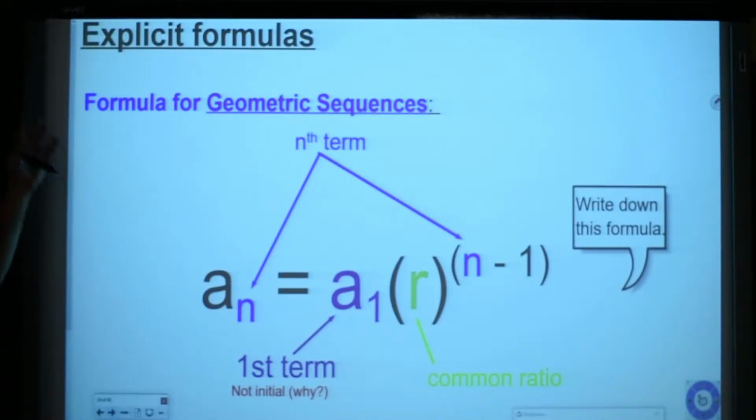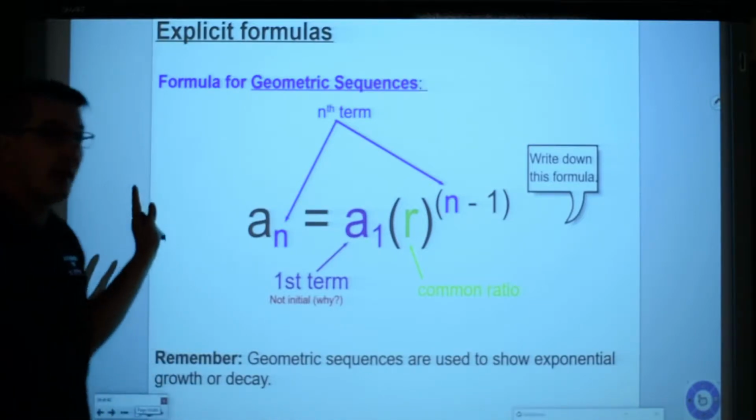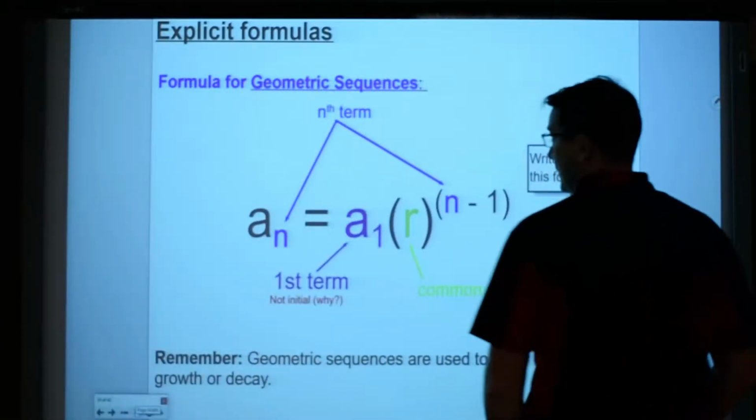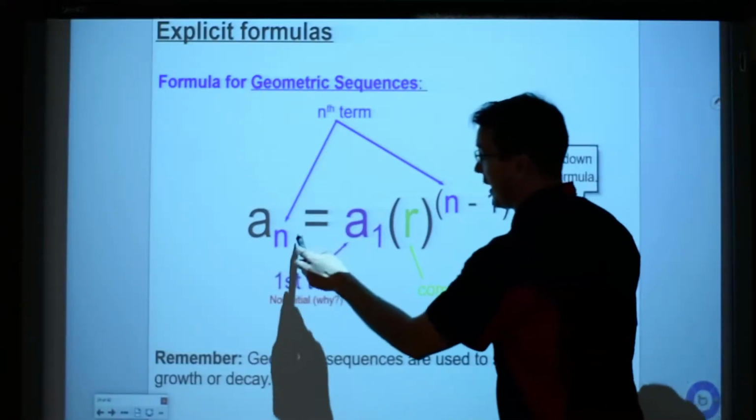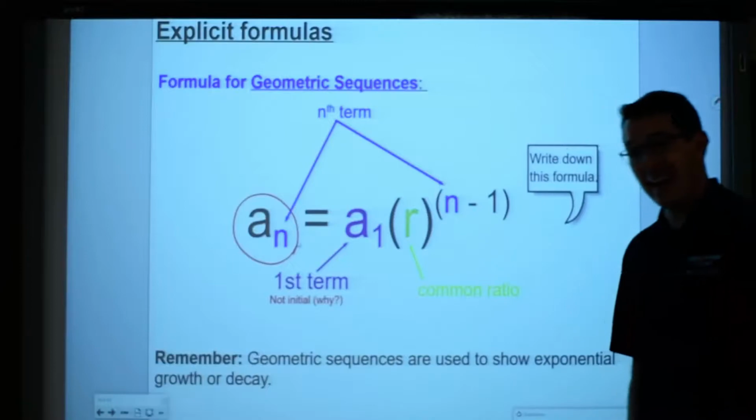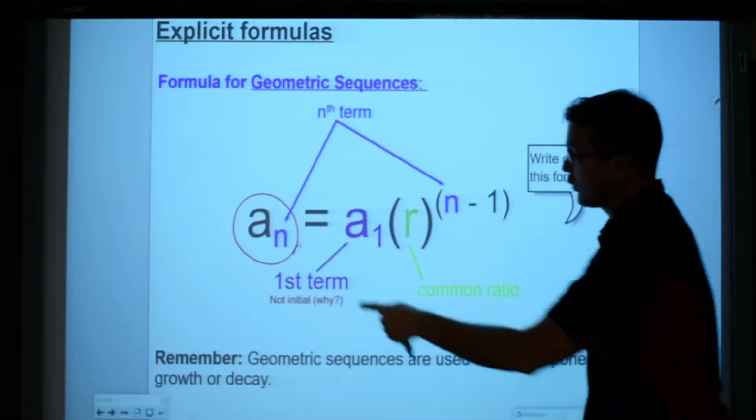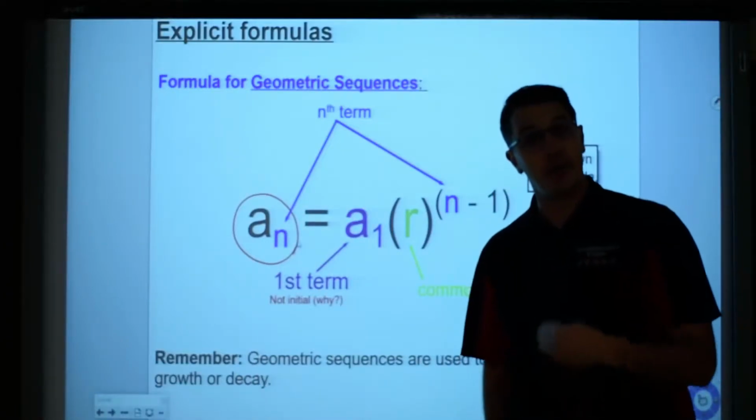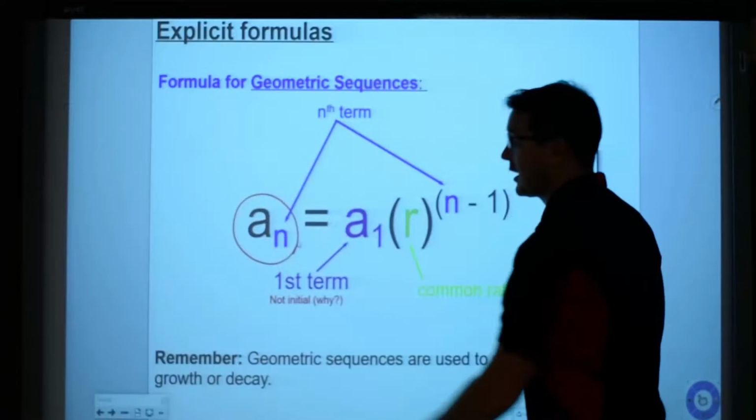So here we go. First thing you do, and hopefully from the last video you noticed, that you need to write all this stuff down because you need it. So here is the formula for geometric sequences. Again, we start off with an a sub n. A sub n is the term you are looking for. So if I'm looking for the fifth term, then I would put a sub 5, because that means I'm looking for the fifth term of the sequence. If I'm looking for the 100th term, I put a sub 100.